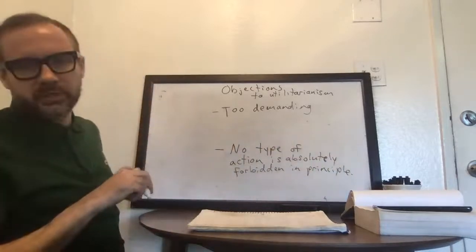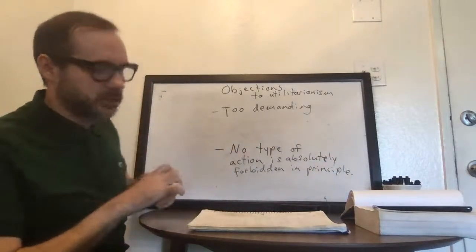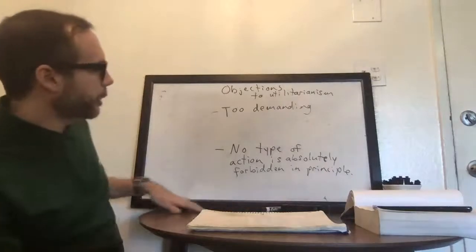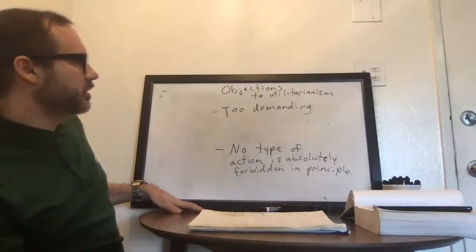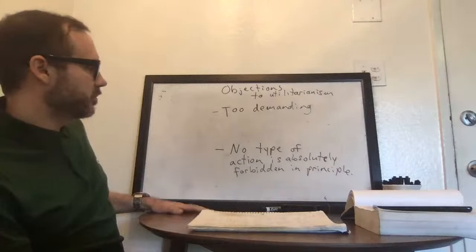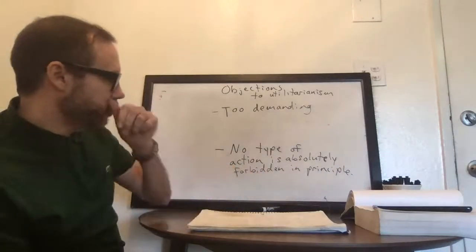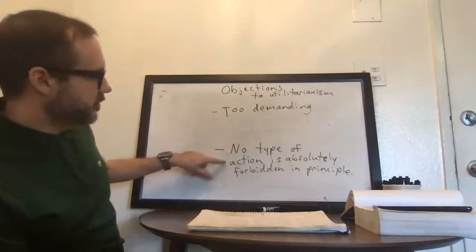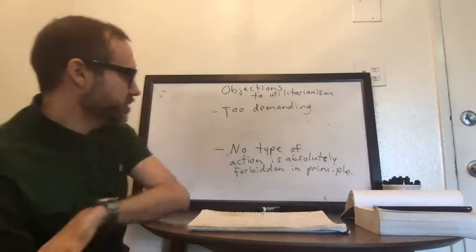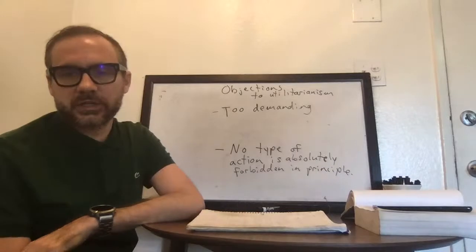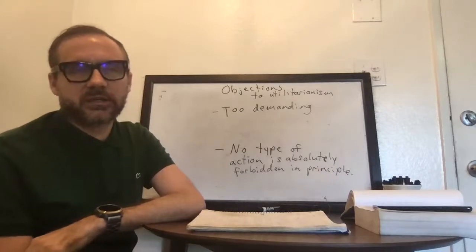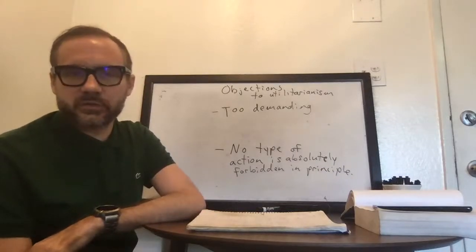Okay, so two more big objections that are going against utilitarianism. And these ones I think are pretty significant, and they're a little bit tougher for the theory to face. Let's go into this one first, I think. It says no type of action is absolutely forbidden in principle. That's the one that, to me anyway, gives me the greatest reluctance towards utilitarian theory.